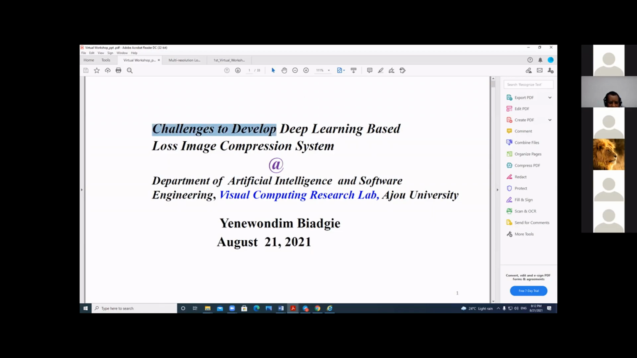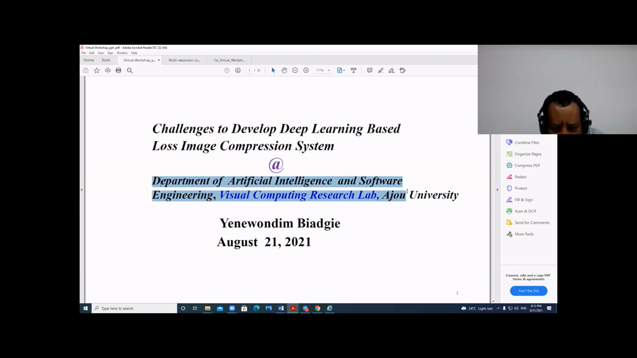The title is Challenges to Develop Deep Learning Based Lossy Image Compression. I belong to the Department of Artificial Intelligence and Software Engineering, in the Visual Computing Research Lab at Ajou University.